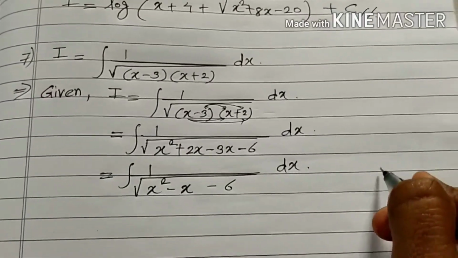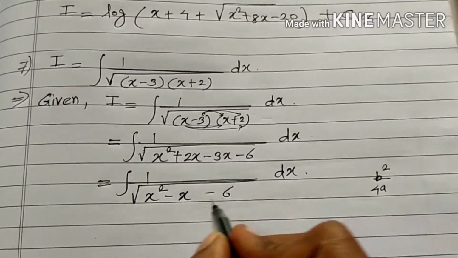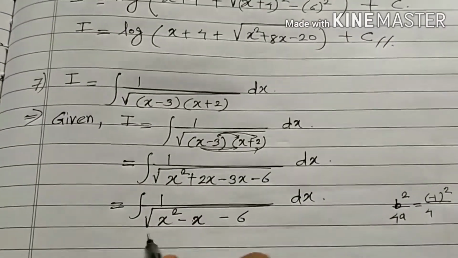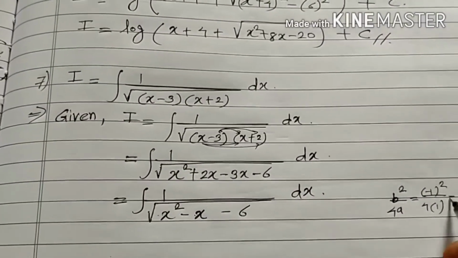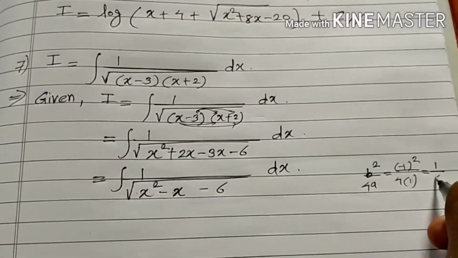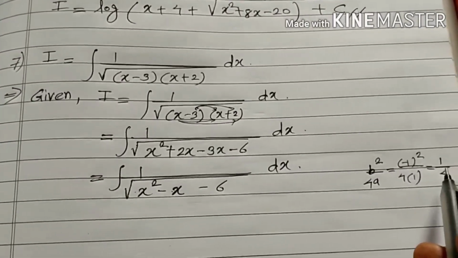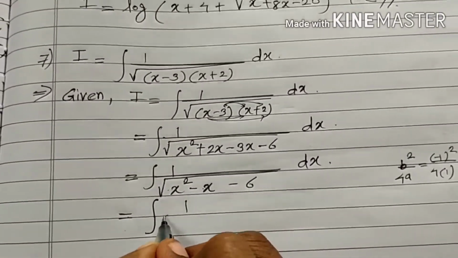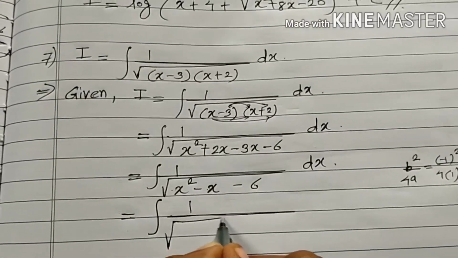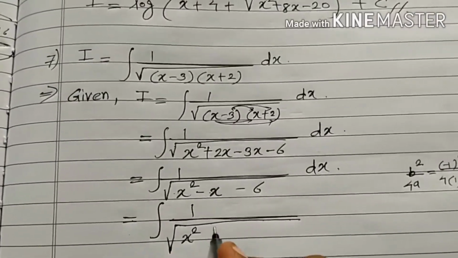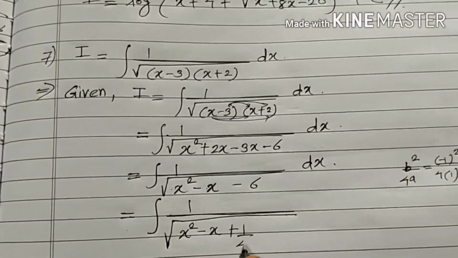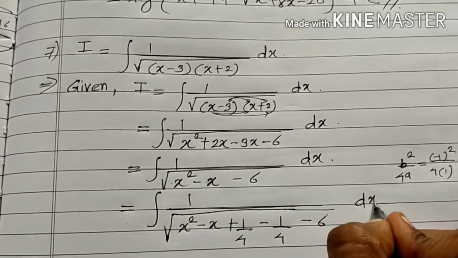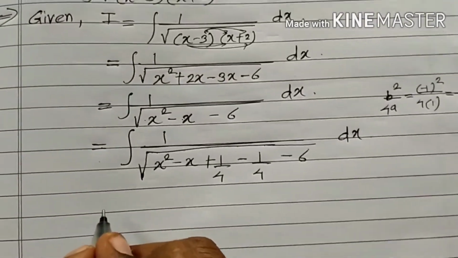Now use here our formula, which is b square upon 4a. The value of b is minus 1, so write here minus 1 square upon 4. The value of a is 1, so write here 1. Minus 1 square is 1, and this is 4. So here we have to add and subtract 1 upon 4. So integration of 1 upon under root of x square minus x plus 1 upon 4, add this and subtract this, this is minus 6 dx.